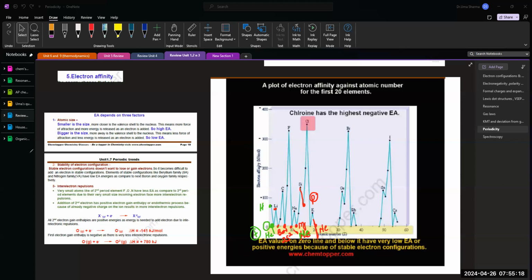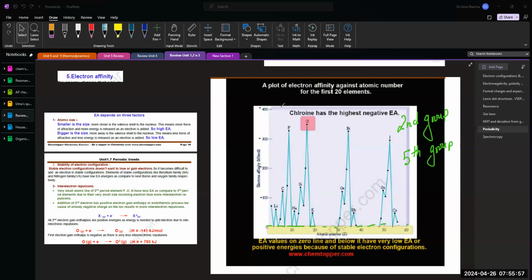So, noble gases, their electron affinity is endothermic because they have a very stable configuration. If you want to add an electron, you have to force that electron to move inside. So, energy needed. And second group elements and fifth group, the nitrogen family, their electron affinity will be very close to zero because they have a stable configuration. One is fully filled, the other one is exactly half filled.